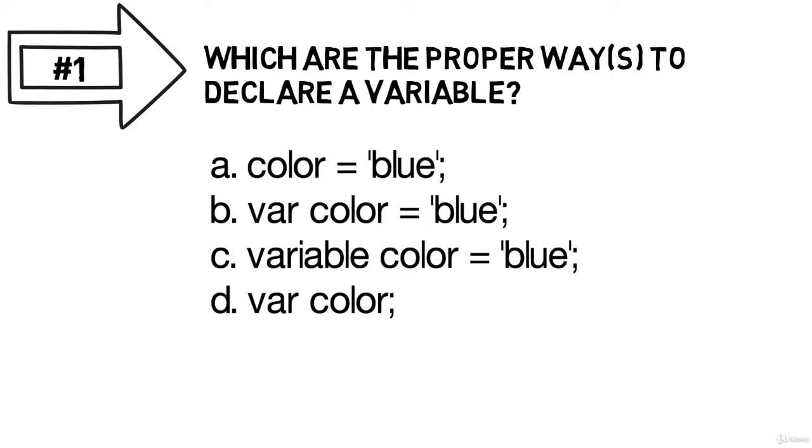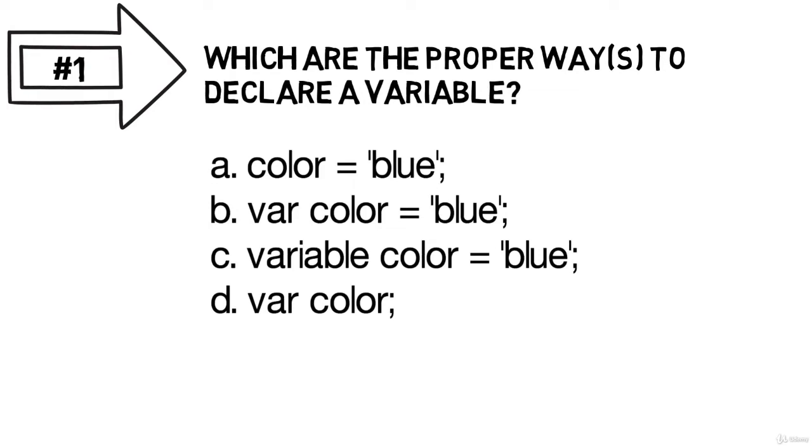B was probably the most obvious choice to you with the var keyword and assigning it the value of a string blue. C is incorrect. Variable is not a JavaScript keyword, and so our JavaScript interpreter will return an error. Lastly, D is correct. The value of our variable is uninitialized at this point, but it is still a variable declaration. We haven't given it a value, so it returns undefined, which, not to go into too much detail, is a kind of value in JavaScript anyways.